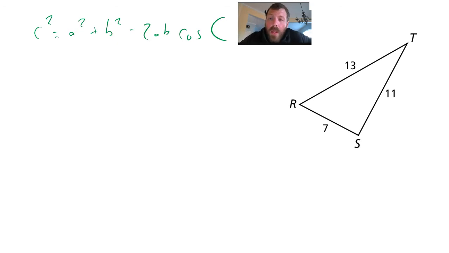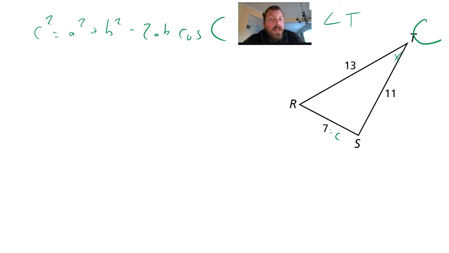In this case, what we want to look for is angle T. If I'm looking for angle T, then angle T is x, and since I'm looking for that angle, that's going to be big C. There's no big A, no big B, it's big C. Since the angle I'm looking for is big C, little c is going to be 7 because it's the side that's across from that angle. We're always going to know A and B. We just have to figure out what we're looking for in terms of C.